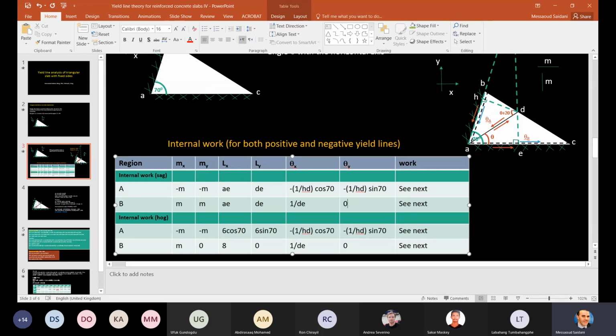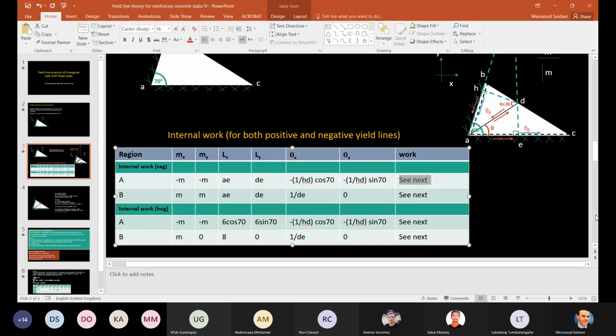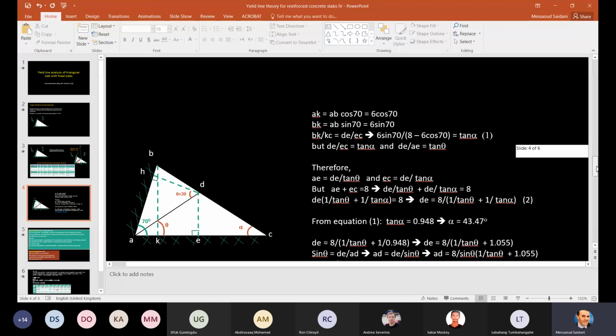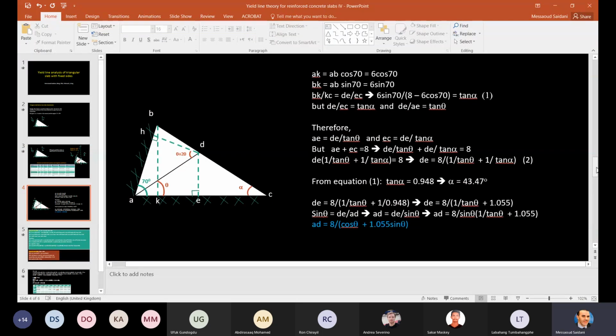So next, as I said here, we are going to multiply this, mx, lx, theta x plus my, ly, theta y for each of these regions and add up everything together. So this is my next step. Now, before I do that, what I've done here, it's a bit tricky, but it's not difficult. It's just geometry, because I need it.